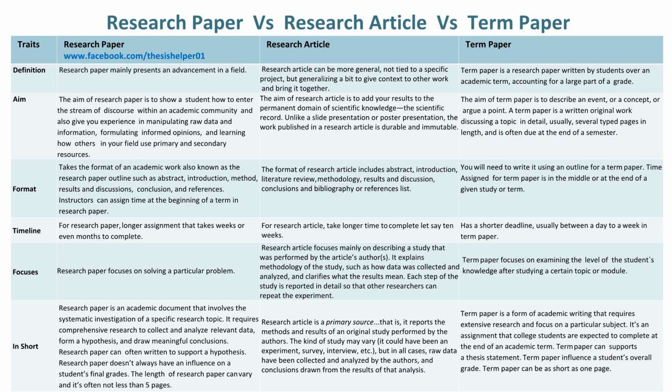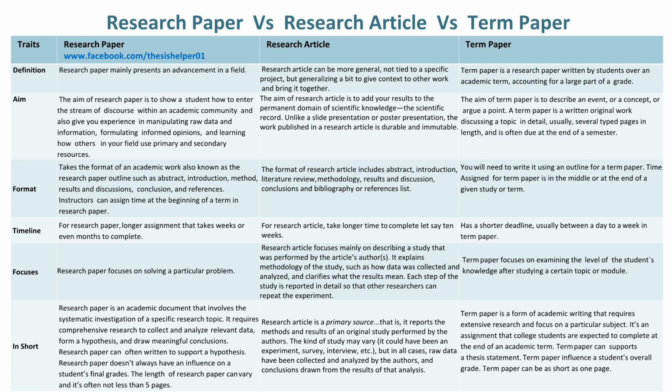Whereas the aim of research article is to add your results to the permanent domain of scientific knowledge, the scientific record. Unlike a slide presentation or poster presentation, the work published in a research article is durable and immutable. Whereas the aim of term paper is to describe an event, or a concept, or argue a point. A term paper is a written original work discussing a topic in detail, usually several typed pages in length, and is often due at the end of a semester.